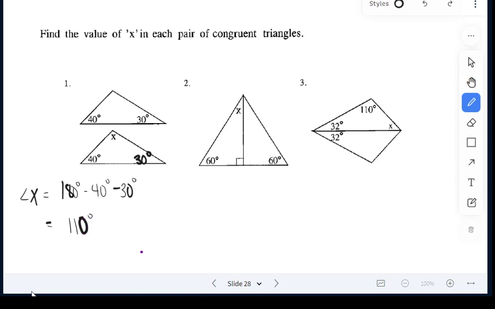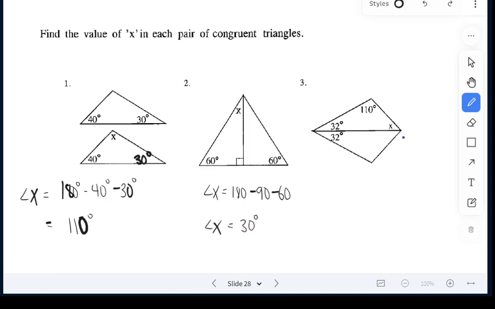All right, our second example, sorry. This little square here, do you guys remember what that means? So 90 degrees. If you know two angles, you can easily solve for the third one. So angle x is 180 minus 90 minus 60, which gives us 30 degrees.